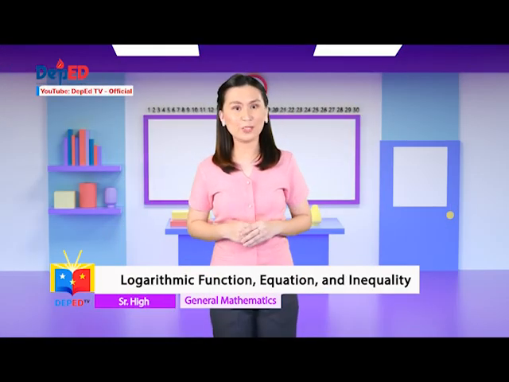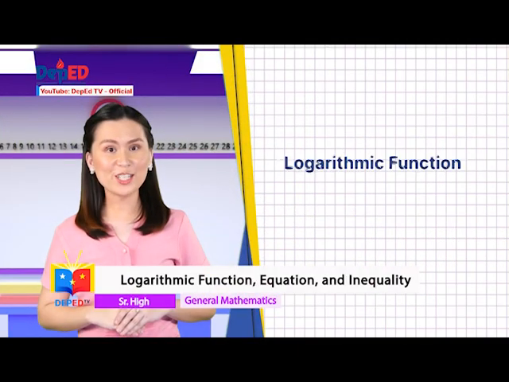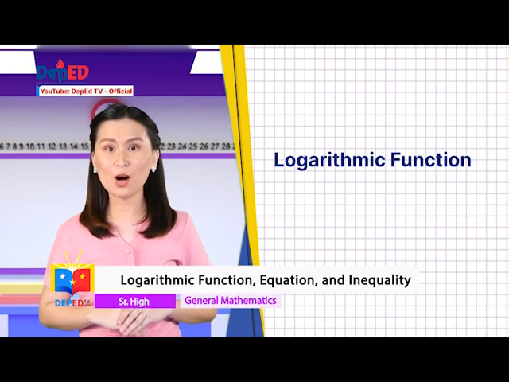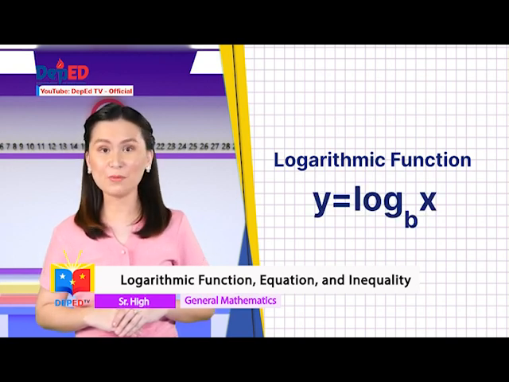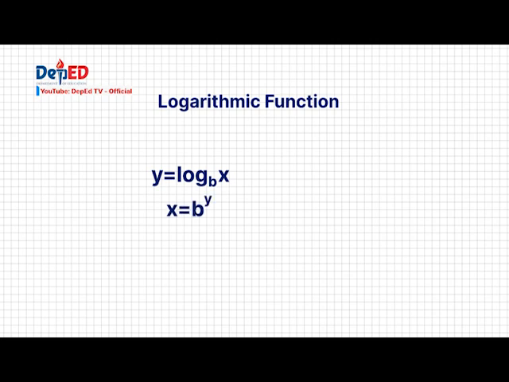Now that we have learned what logarithmic equations and inequalities are, let us check on logarithmic functions. A logarithmic function is a function of the form y equals the logarithm of x with a base b. Suppose we have y equals the logarithm of x with a base b. In exponential form, this is x equals b raised to y. If you will notice, this is the inverse of the exponential function y equals b raised to x.